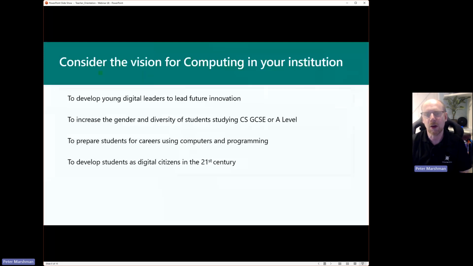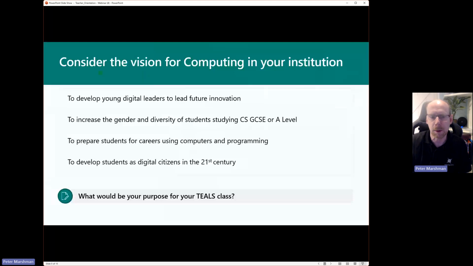And the TEALS program is designed to support whatever your vision for computing is, whether that's developing young digital leaders, whether it's increasing the number of girls that take GCSE and A level in computer science, or maybe it's about preparing students for future careers. Whatever your vision for computing is over the next couple of years, whether it's those things, two of those things, none of those things, your own things, they are really, really essential to this program. And it's really important to keep hold of that and to consider, as we go through the finer details of TEALS, how this added capacity from volunteers can really support you with that vision and bring the students along with their learning along the way.